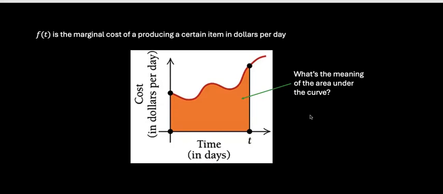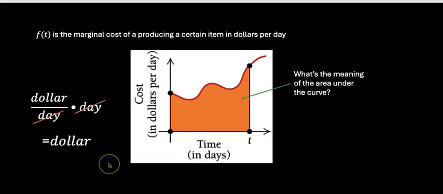What units? We can find the units by taking the function units, which is dollars per day, and multiplying it by the independent variable units, which is days. The day unit cancels, and we're left with just the unit dollar. So the area underneath the curve represents the accumulation of dollars. In this case, the rate function is dollars per day.